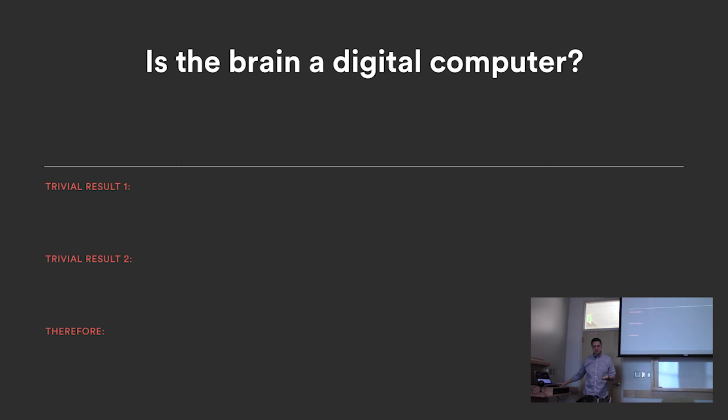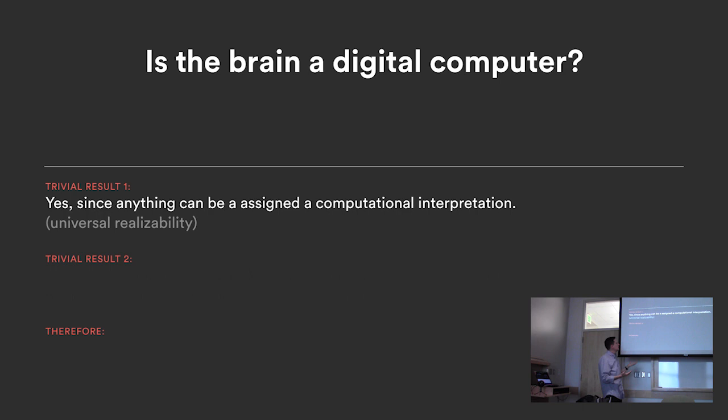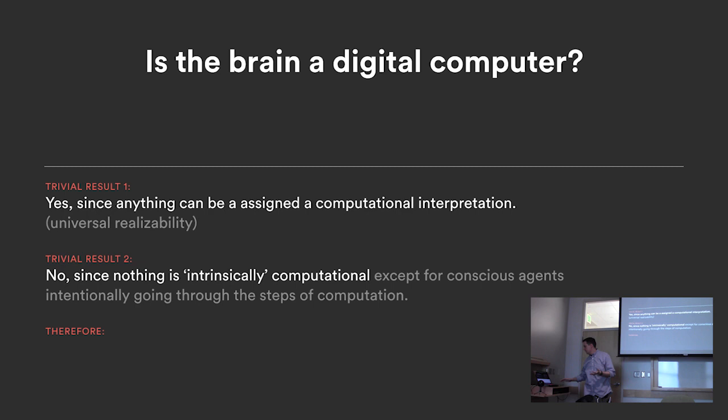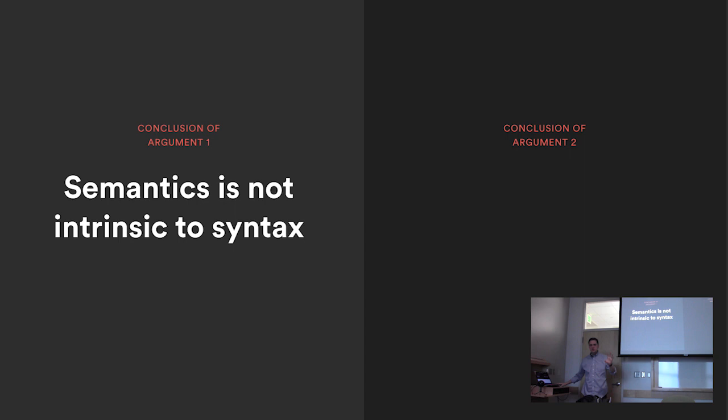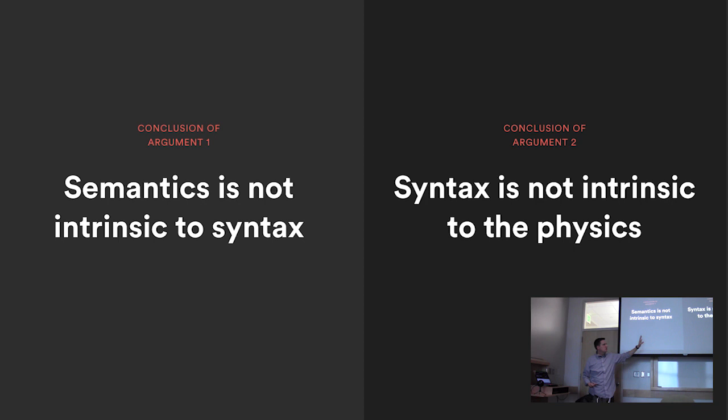So is the brain a digital computer? Remember, this is one of the premises of position one. In one sense, yes, because anything can be assigned a computational interpretation. But in another trivial sense, well, no, since nothing is intrinsically computational except conscious beings that are performing the steps of computation. So therefore, it couldn't be discovered that the brain or anything else was intrinsically a digital computer, so the question actually has no clear sense. It's misformed. So the conclusion of argument one is that the semantics is not intrinsic to the syntax, and the conclusion of argument two is that the syntax is not intrinsic even to the physics. So I think that argument two is a much stronger argument against position one.